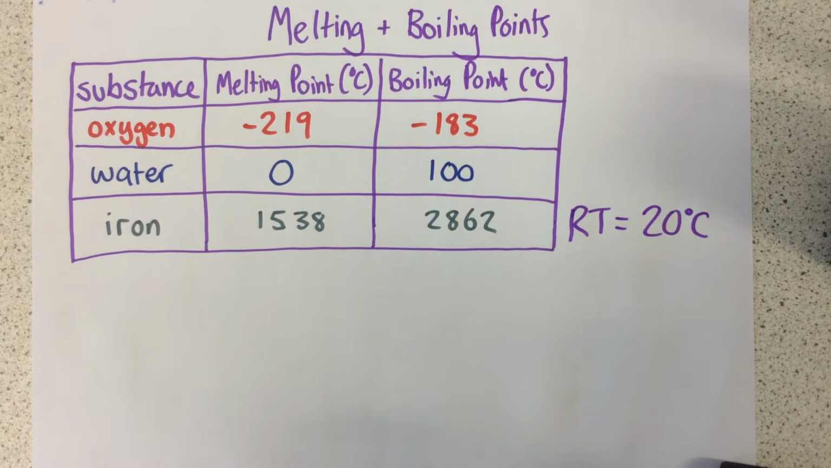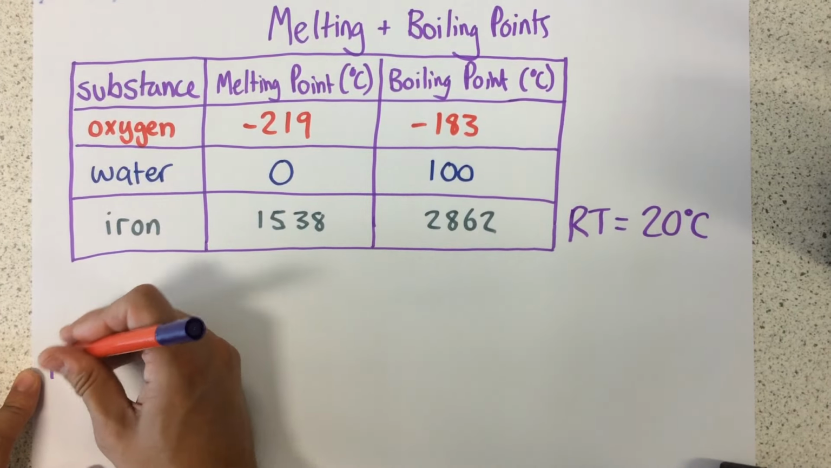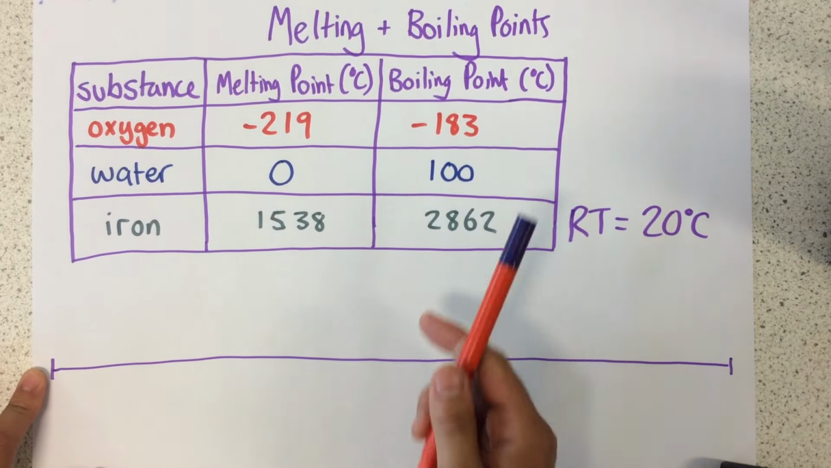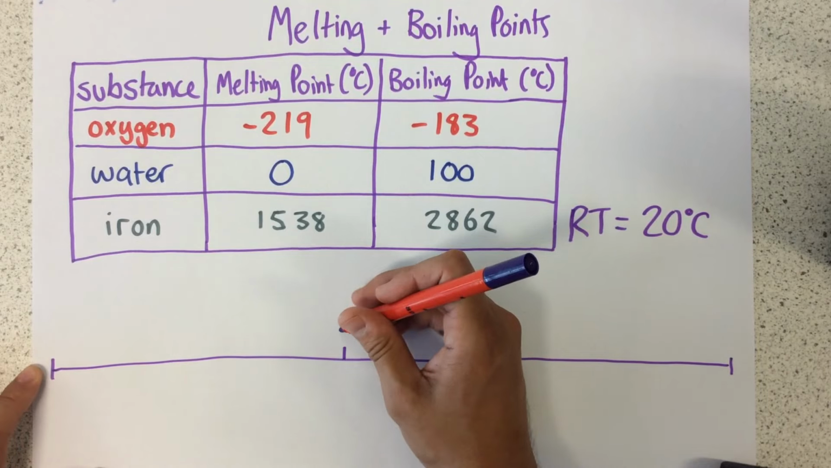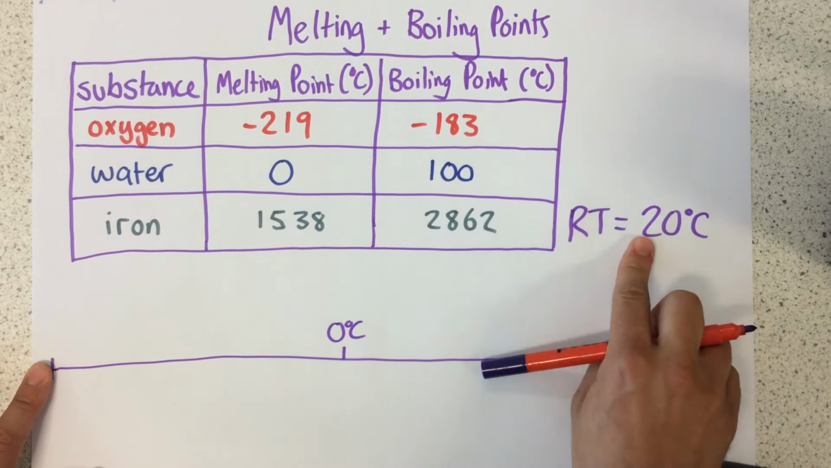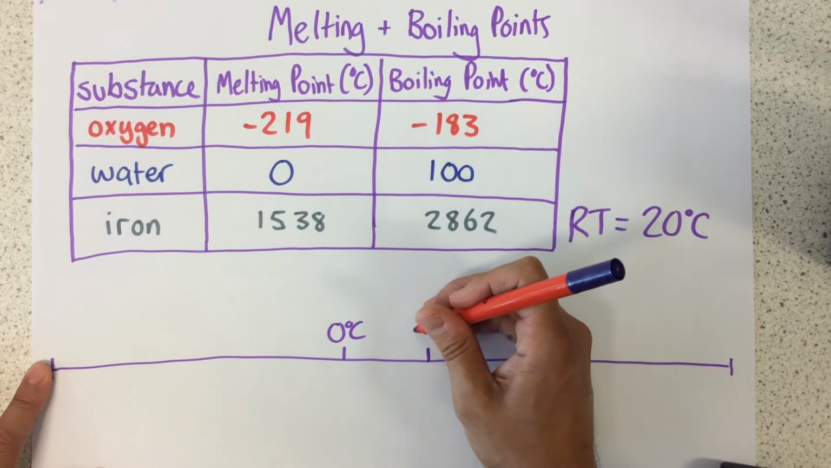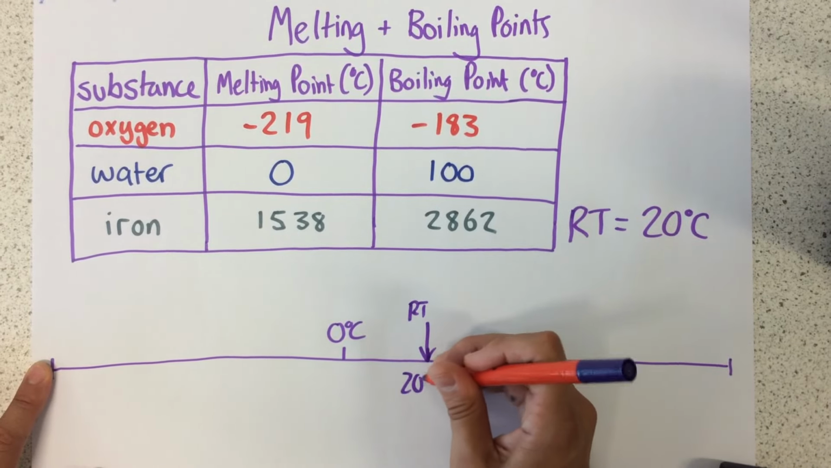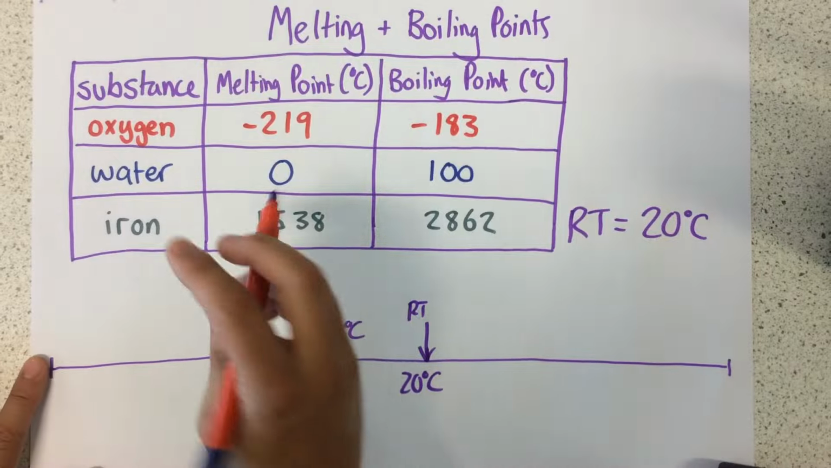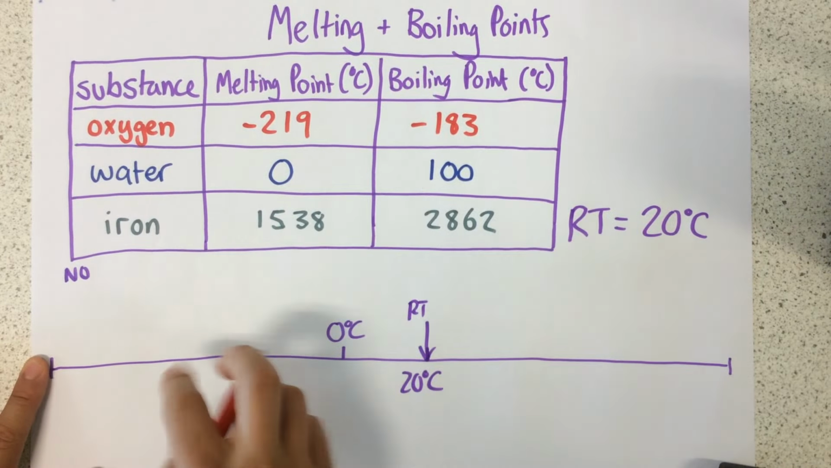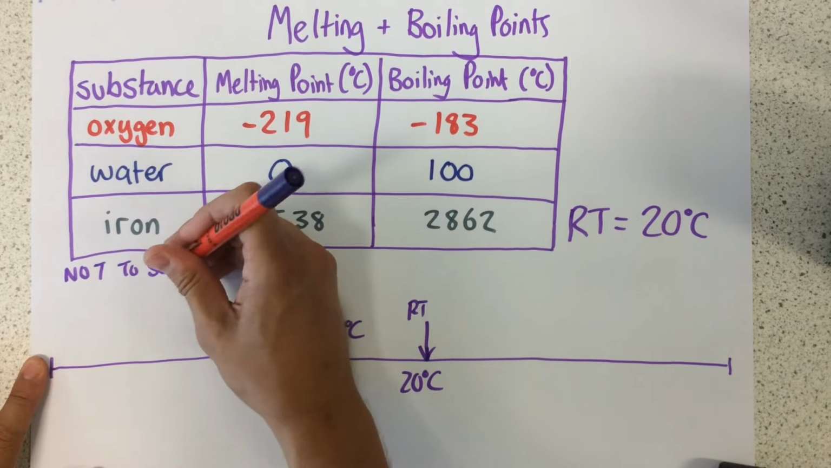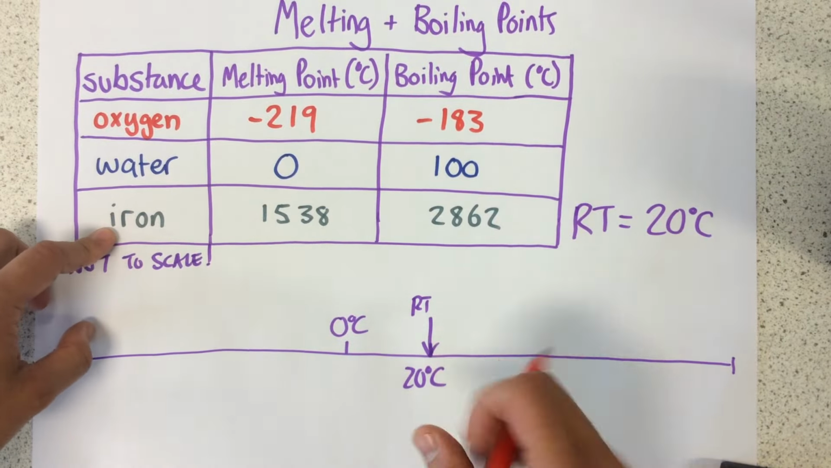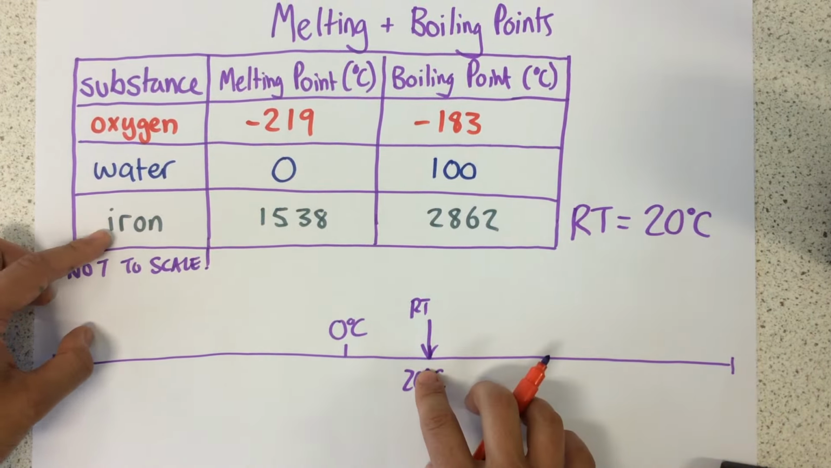The first thing you need to do is draw yourself a scale, like a temperature scale. The most important things we mark on are 0 degrees Celsius and our room temperature. Let's say our room temperature is right here, 20 degrees C. The really important thing about this scale is that it's not to scale. It's just rough, so we can get the idea of which substance is going to be a solid, a liquid, or a gas at room temperature.